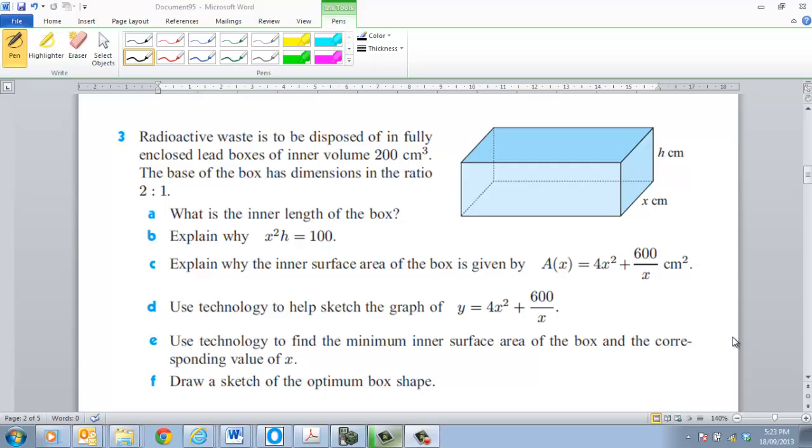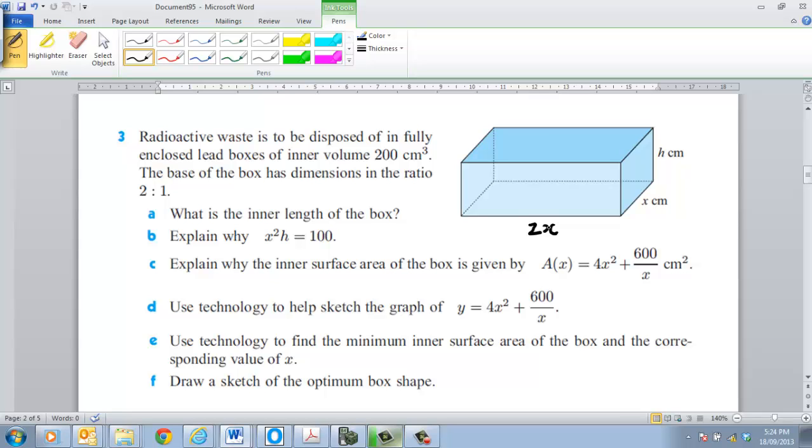Hi guys, we're going to have a look at question 3. In this case we've got a radioactive waste box which is going to be used to enclose some highly radioactive stuff using lead in a volume. Again we're going to follow through A, B, C, D. We know that the base dimensions are 2:1, so if this side is x, then we could label this side 2x. Now we know the dimensions of our box.